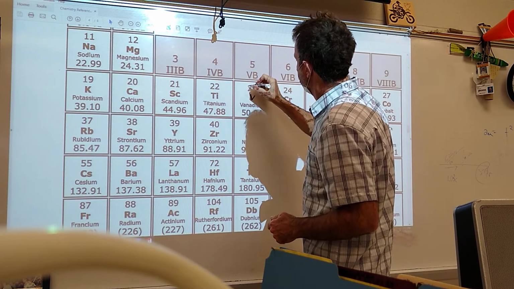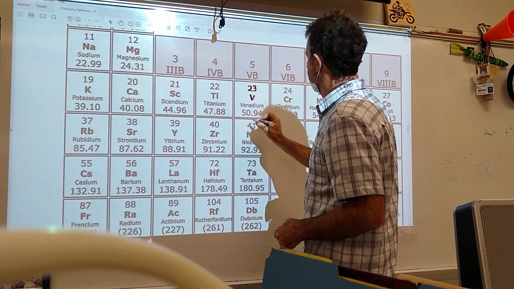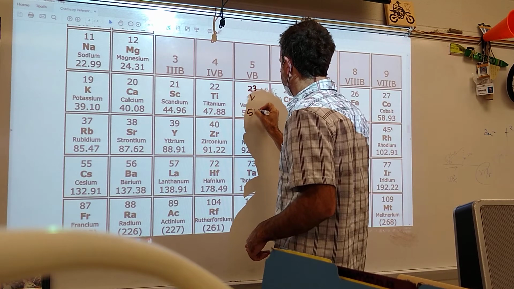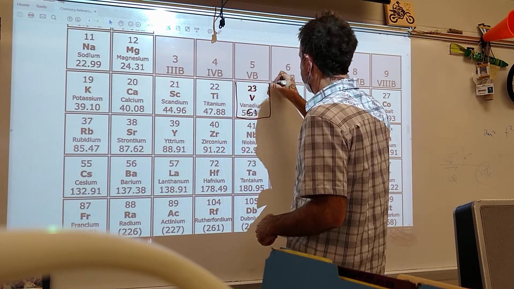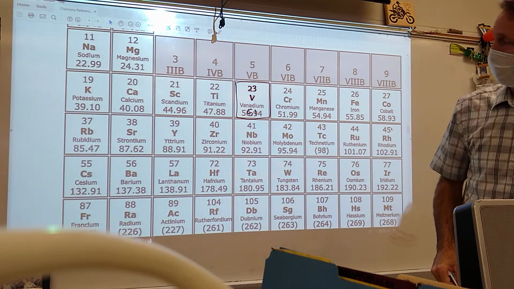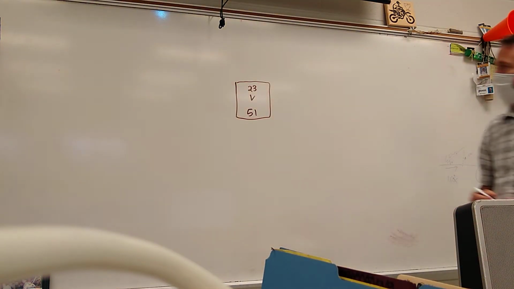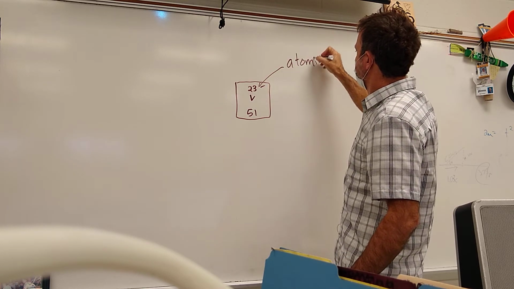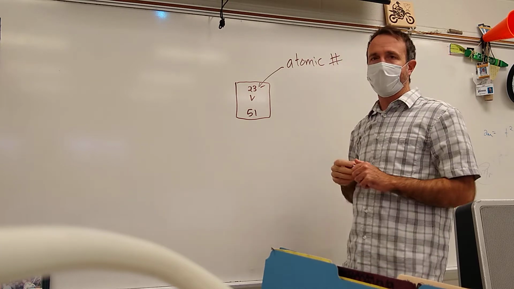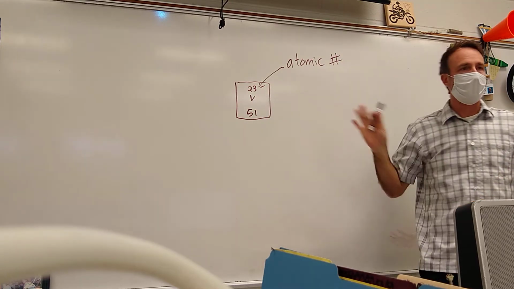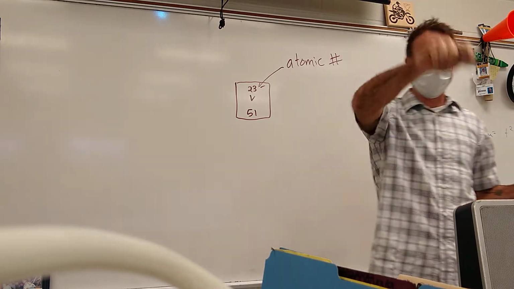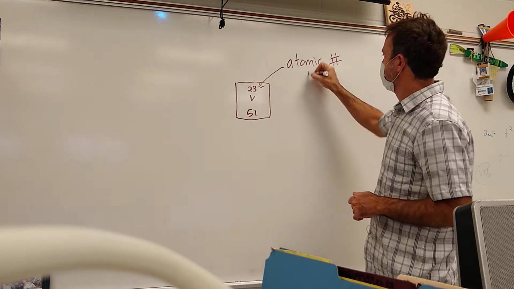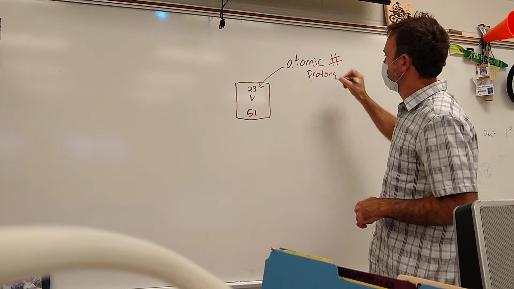Vanadium, it's number 23. And I'm going to round 50.94 off to 51. This is our card for vanadium. So if we look at vanadium's card, this number on top is called the atomic number, and it's the most important thing you need to know about any atom. Khalil, what does the atomic number stand for? The number of protons, that's right. So the atomic number is the number of protons in an atom.